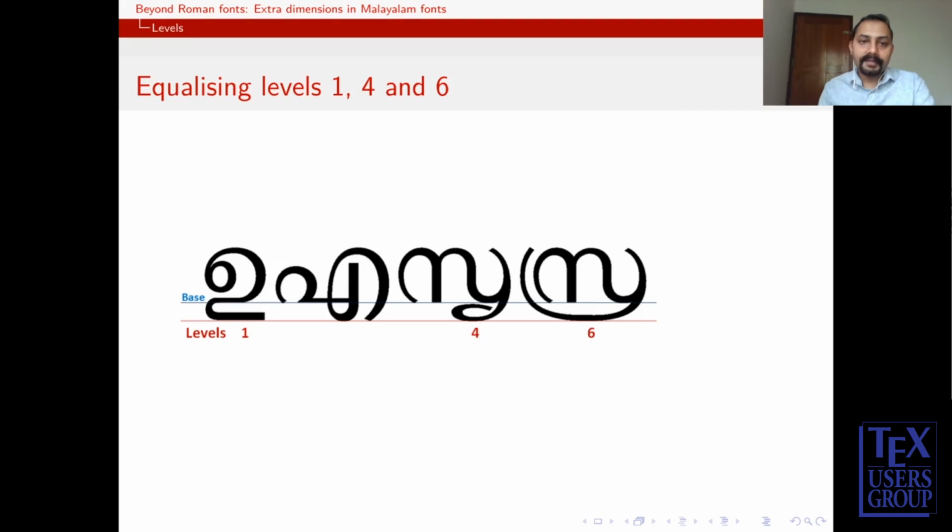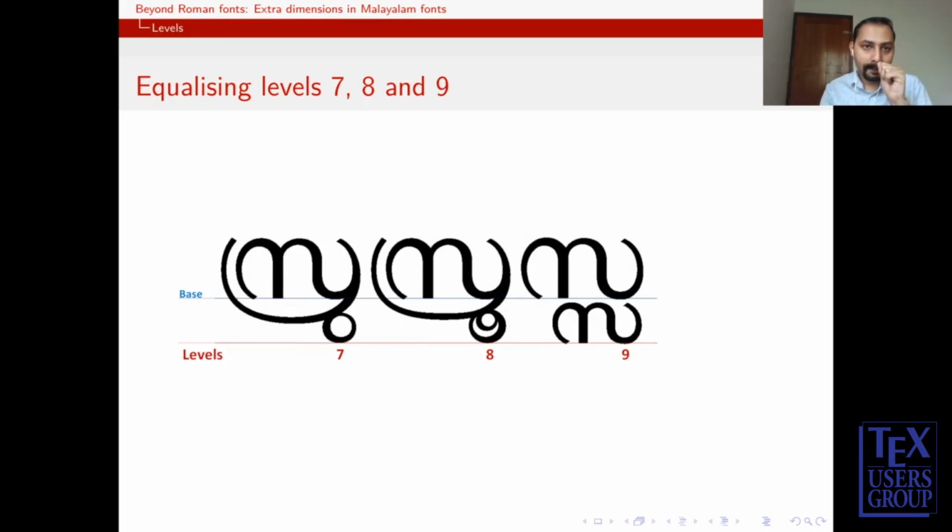If we equalize levels 1, 4 and 6 into a single level, we may design glyphs like stha and sr as you have seen earlier. And equalizing levels 7 to 9 can be designed in a similar way.